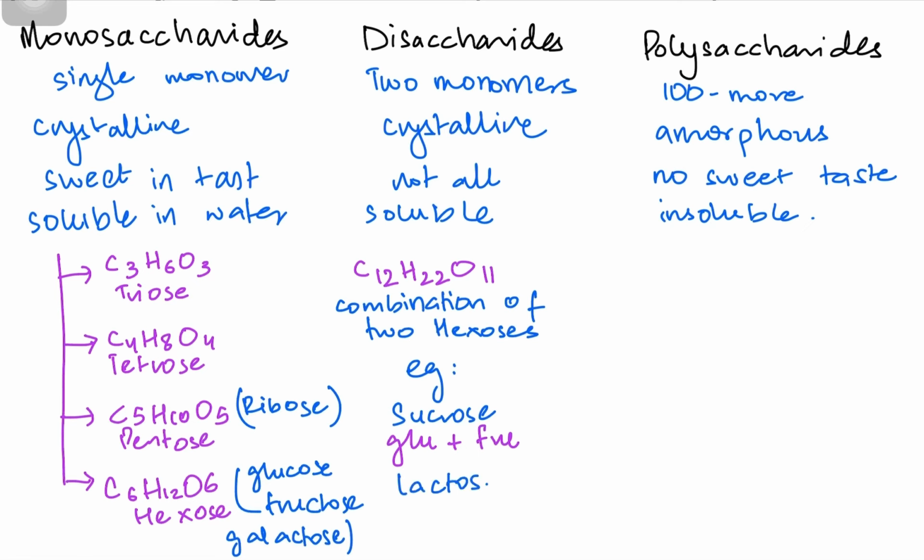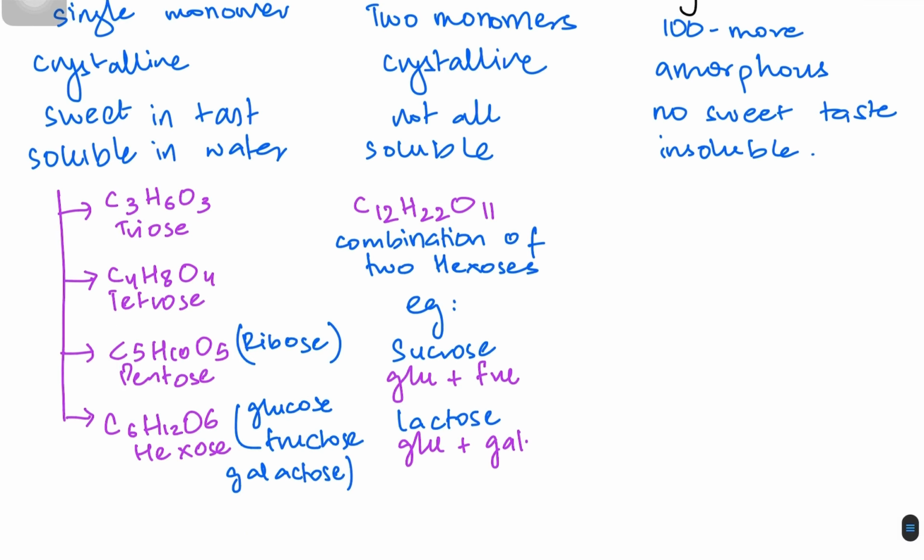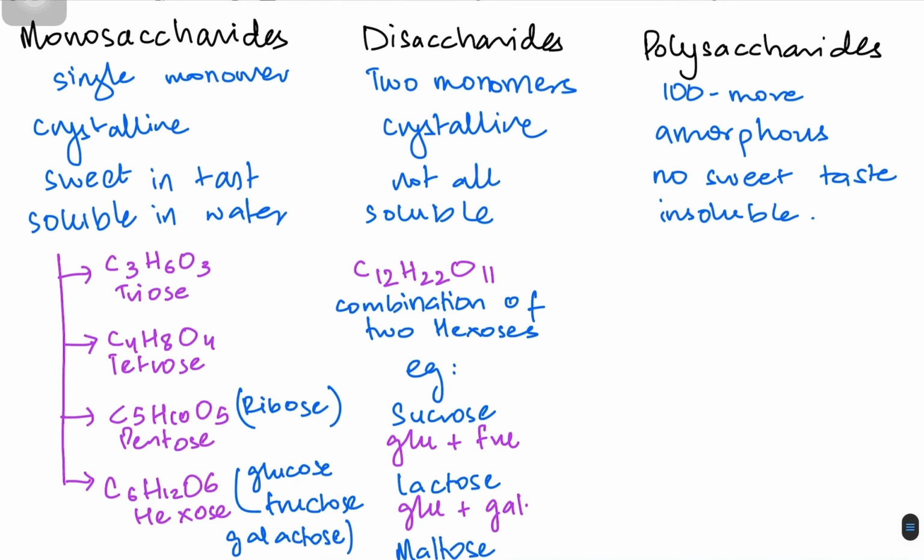We have lactose, which is present actually in milk. It is a combination of glucose and galactose monomers. Another very common example of disaccharide is maltose, which is made by the combination of two glucoses. There are other disaccharides also, but we don't need to know about them.